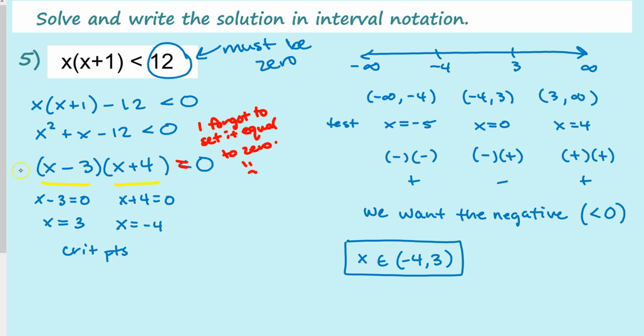Okay, so here we go. So we set it equal to 0. We set each factor equal to 0 and solve for the critical points. We split the number line into intervals at those critical points, pick a test number, and then test into the factors, get our signs, and then for this problem, because it said less than 0, we're going for the negative, so x is in the interval from -4 to 3.